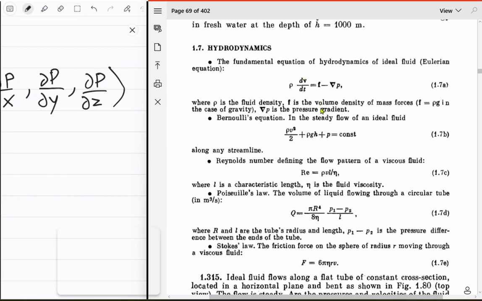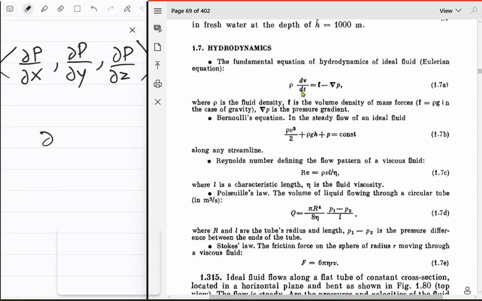So here dv upon dt is how the velocity of that particular block changes with time. This is not partial v upon partial t, because that would be the flow velocity at a particular point. When we say dv upon dt, we actually want the rate of change of the velocity of the block, not of the velocity at that point. So this dv upon dt can be written as partial v upon partial t. I'm going to use u, so the u vector will be our flow velocity at a particular point.